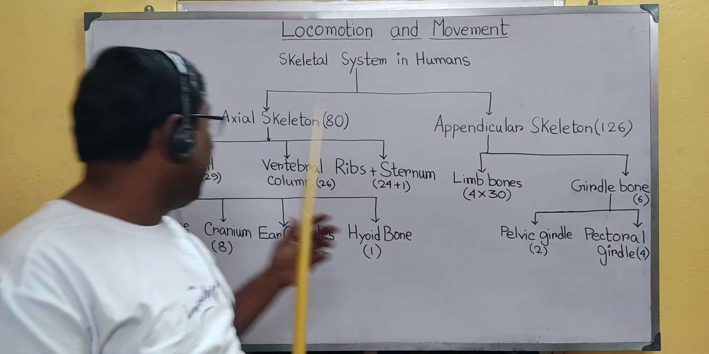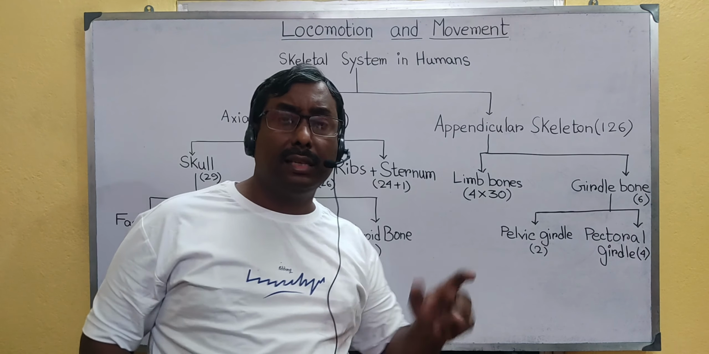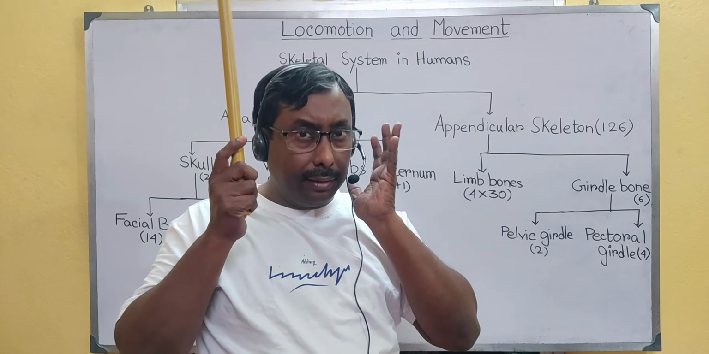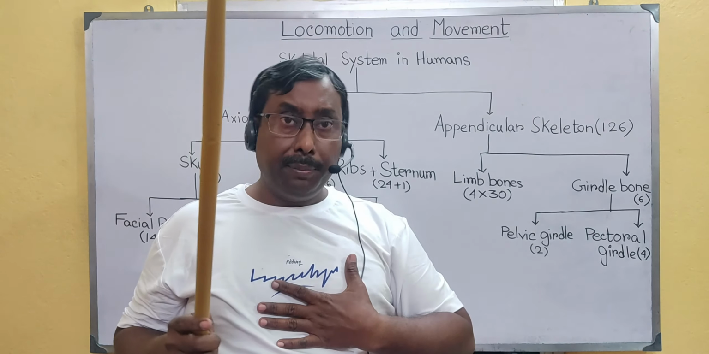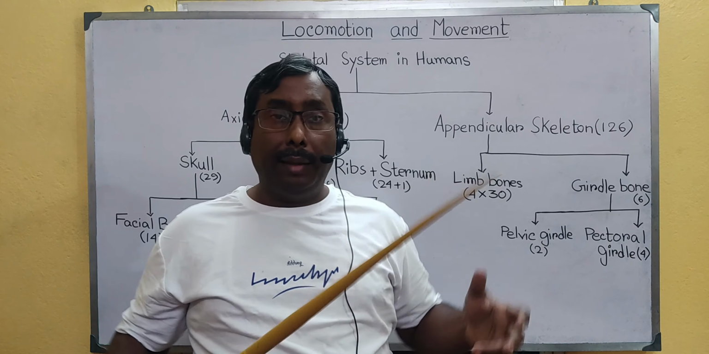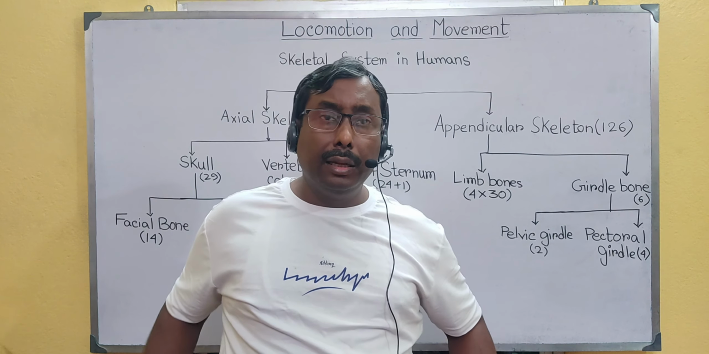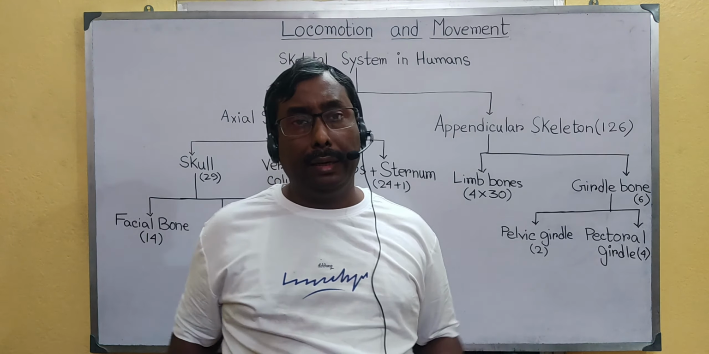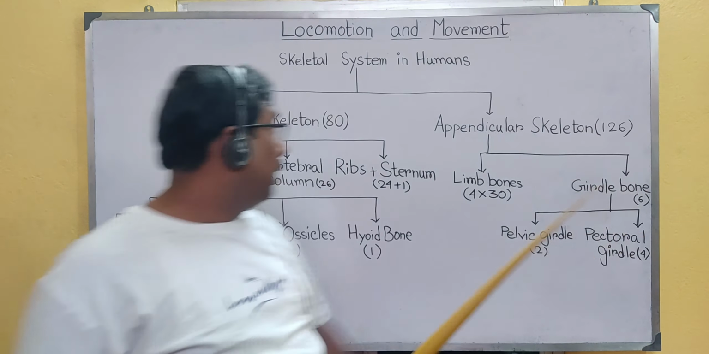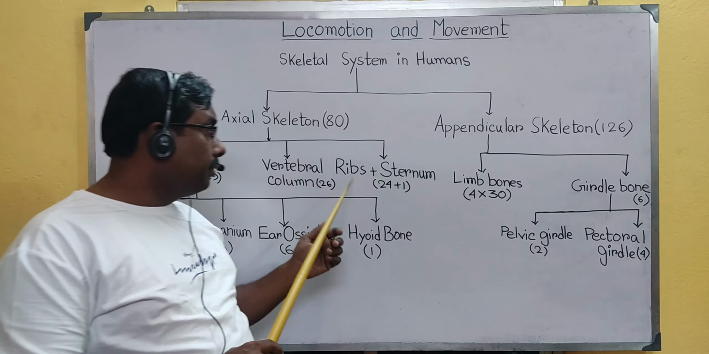Now, according to NCERT, the skeleton system of humans is broadly classified into two parts. That is the axial skeleton, where there are 80 bones, and the appendicular skeleton, where there are 126 bones. Axial skeleton means it contains the cranium or the head, the rib cage including the sternum, and the backbone. And the appendicular skeleton means the girdles, that is the pectoral girdle and the pelvic girdle, including the upper appendages and the lower appendages. In the axial skeleton there are the skull, vertebral column, ribs and sternum.